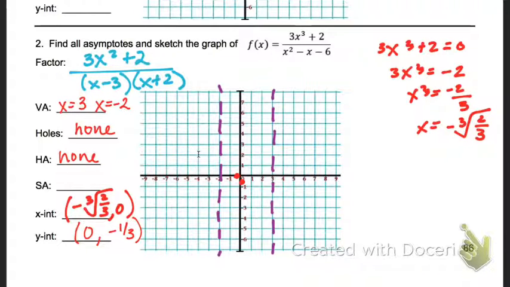So how do you know where to plot that point? It's a very small decimal, so it's going to be between 0 and negative 1. It does not matter really where you put it. It's like taking the square root of 2 and the square root of 3. The square root of 2 is like 1.414, and the square root of 3 is something a little bigger than that.